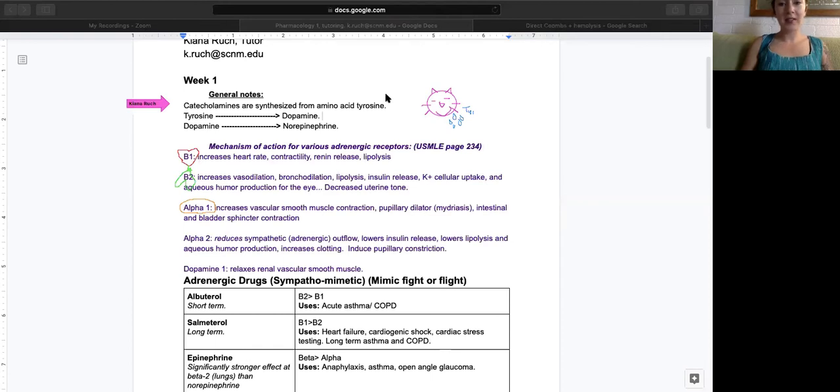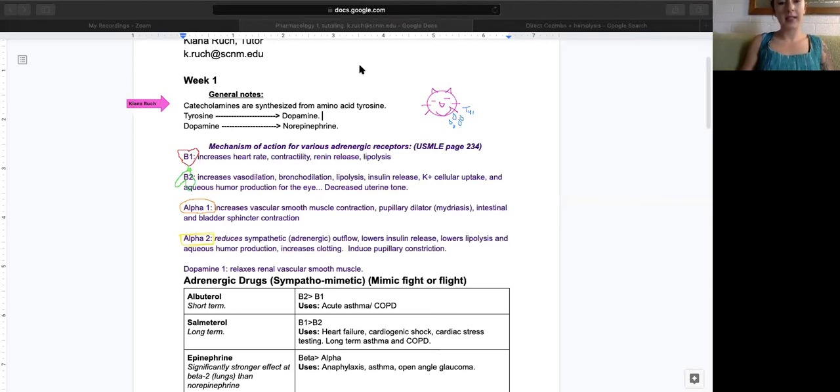Alpha 2, this is where it gets a little interesting. This is where you need to kind of listen up. Alpha 2 is different. Alpha 2 is kind of a negative feedback system. Alpha 2 will reduce sympathetic outflow from androgens. It's going to lower insulin release. It's going to lower lipolysis.